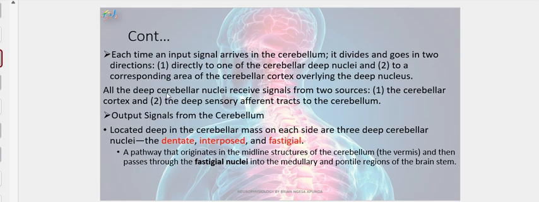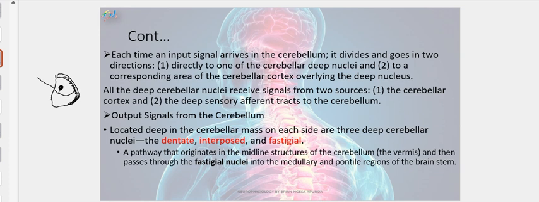All the deep cerebellar nuclei receive signals from two sources: the cerebellar cortex, and also the deep sensory afferent tracts to the cerebellum. So at the end of the day, some go to the nucleus, and the nuclei will receive signals. Let's assume this is a nucleus, just for fair demonstration, and this is our cerebellum, and the outermost part is the cortex. We said that as signal enters, some goes to the nuclei and some goes to the cortex.